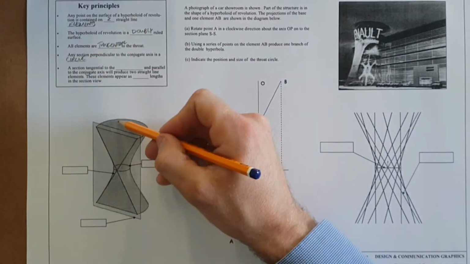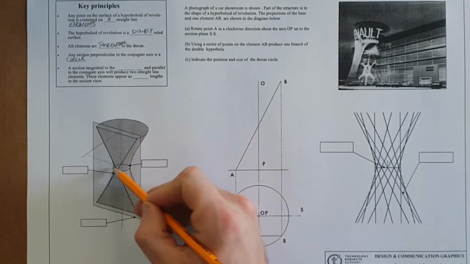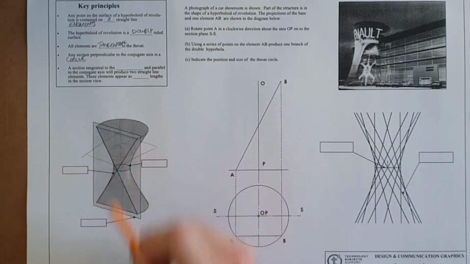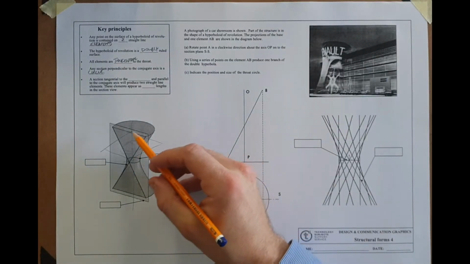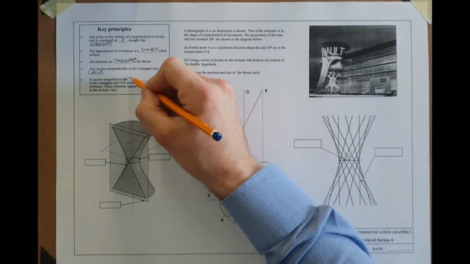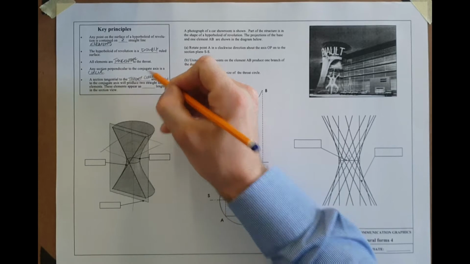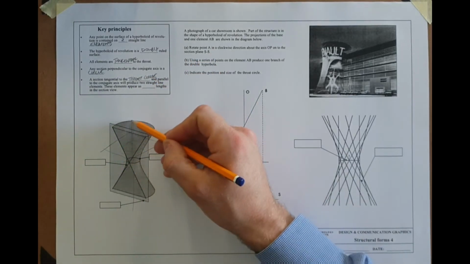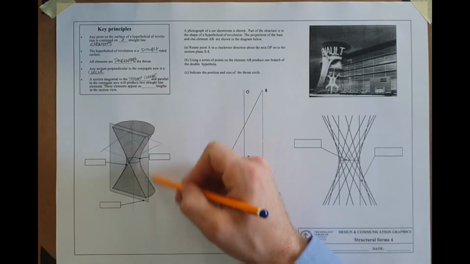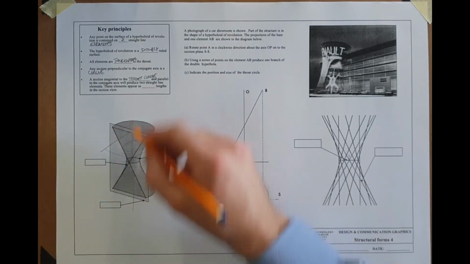The conjugate axis being the main axis running down through the object, and any perpendicular section through that will just give you a circle. And a section parallel to the conjugate axis and tangential to the throat circle, so that vertical section plane that's right there, will produce two straight line elements, and these elements will appear as true lengths.